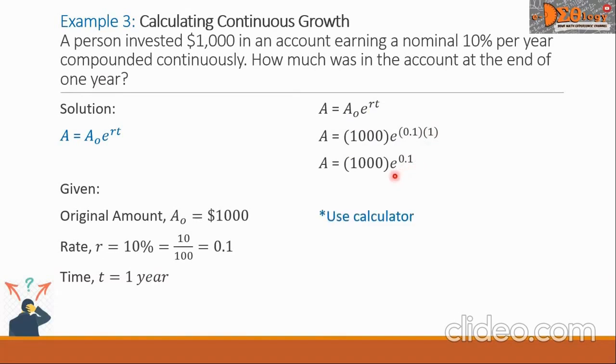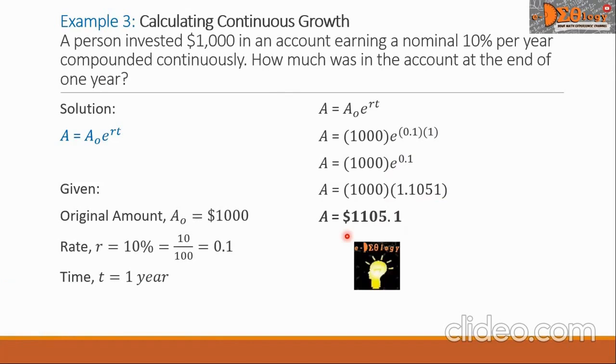We will use our calculator to simplify the constant E raised to 0.1. And this is 1.1051. This decimal multiplied by 1000, we will get 1105.1. And this is in dollars. This is the final amount at the end of 1 year. This is our final answer.